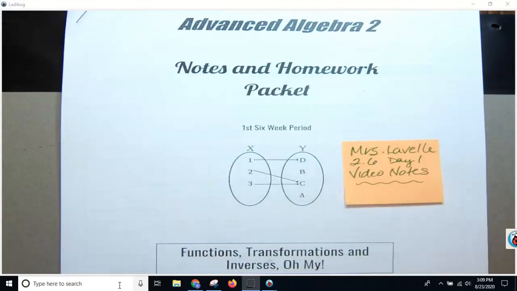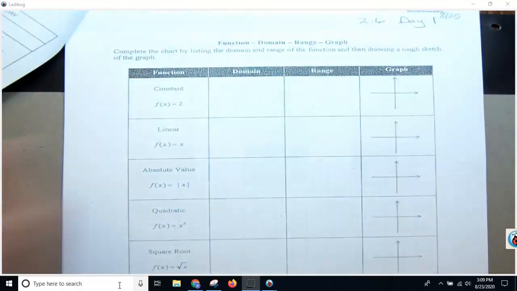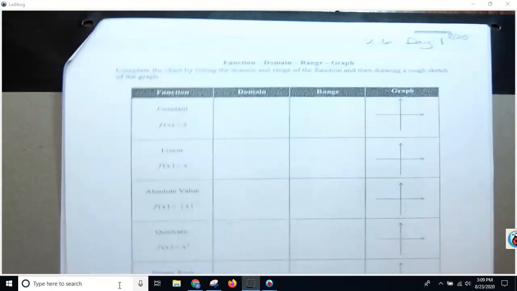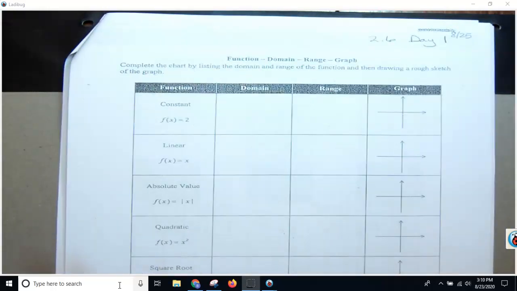So let's get started. Hopefully you got this packet. If you didn't, I think you're going to want this packet. It's really pretty handy because you're going to be able to follow easily as to what's coming up and what is next. So you should be able to print it off. If you cannot print it off, then you need to run up to the school and grab one.